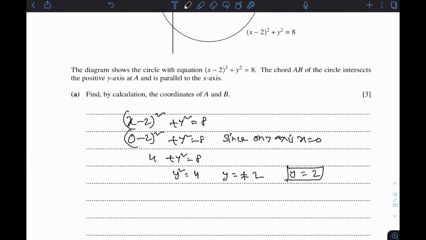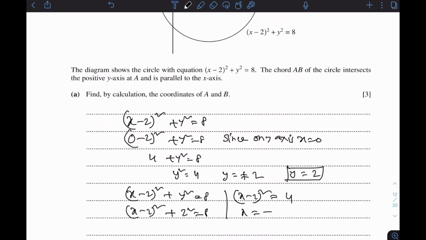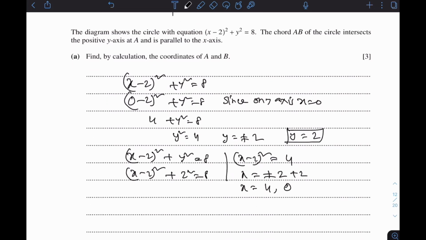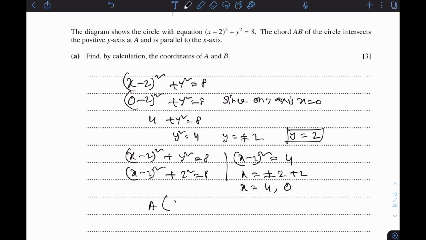Now, if we substitute y equals 2 in the same equation, we find x minus 2 whole square equals 4, x equals plus minus 2 plus 2. So x can be plus 2 plus 2, that is 4, or minus 2 plus 2, that is 0. So the coordinates of A will be 0, 2, and B will be 4, 2.